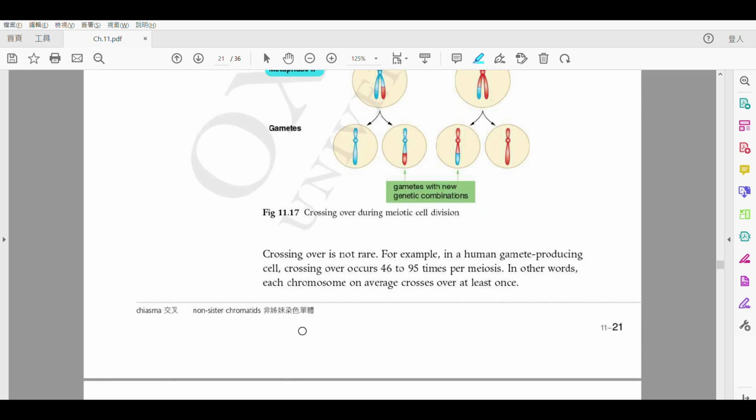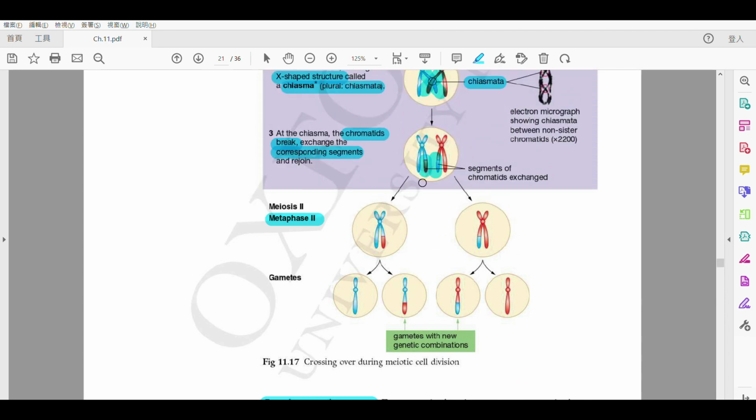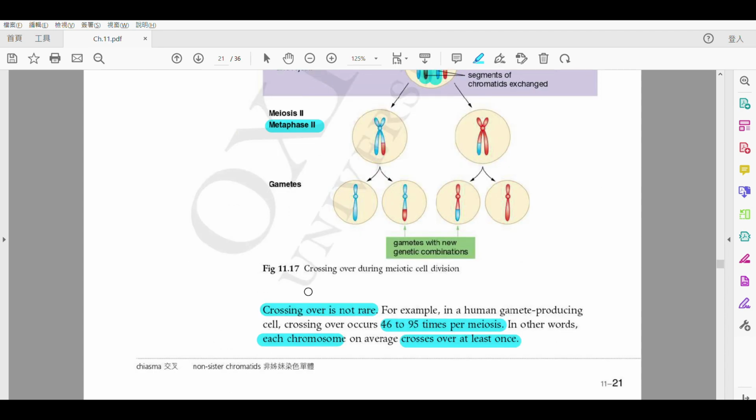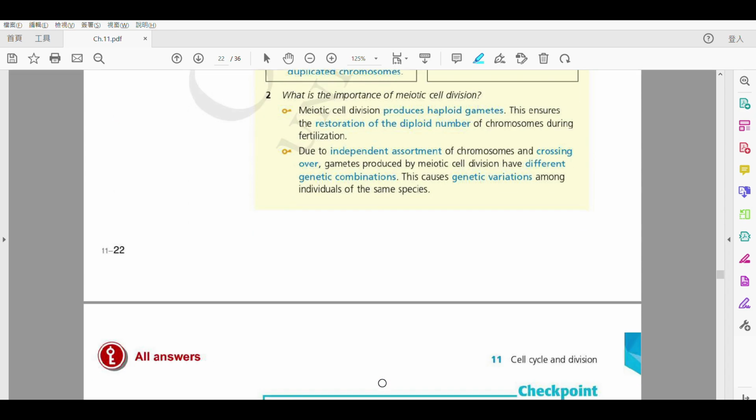So crossing over is not rare. Crossing over occurs about 46 to 95 times per meiosis. Simply put, each chromosome will cross over at least once, even twice, as I was telling you earlier. So more than one crossing over could be happening to one pair of homologous chromosomes. Okay, so this is the last part of 11.3.